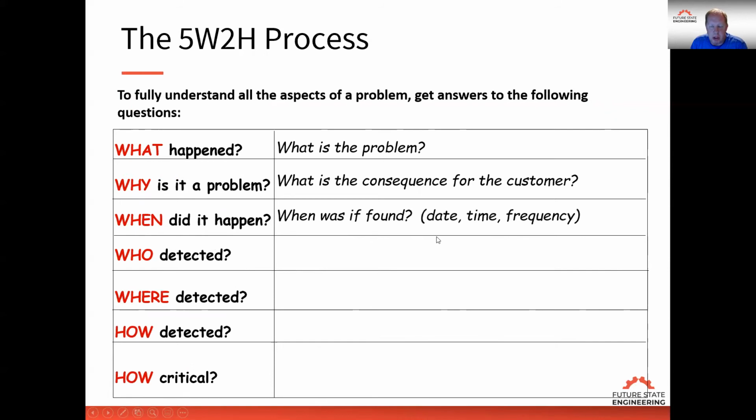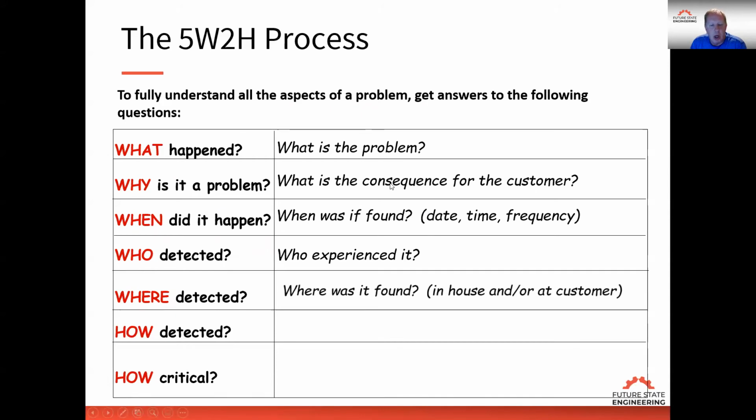When did it happen? Specific date, time, frequency. Who detected it? We want to put the name of the person who detected it so that we can go back at any time and ask them questions about what they experienced. Where was it detected? Where was it found? One thing we want to look at is if we have a detection problem, if it wasn't found close to the place where the issue is controlled, we want to go back and ask why it was detected way downstream from where that issue is controlled. So it's important to determine where it's detected.